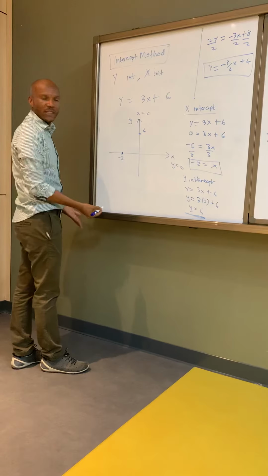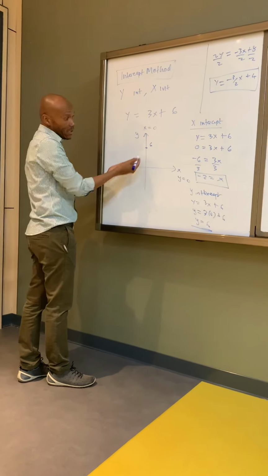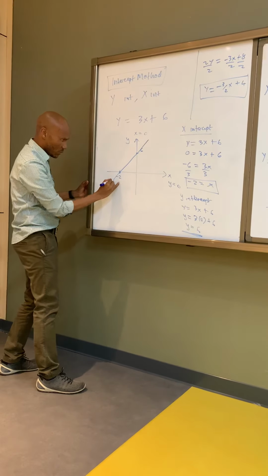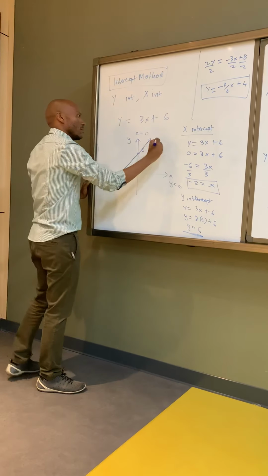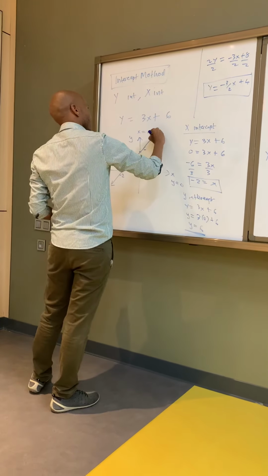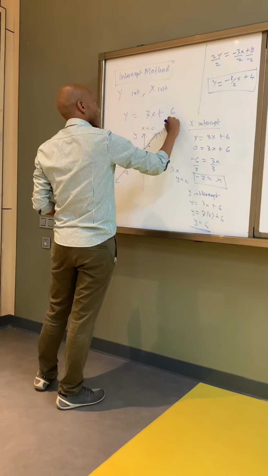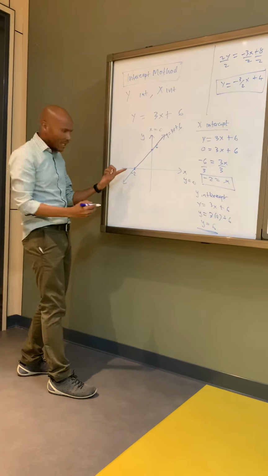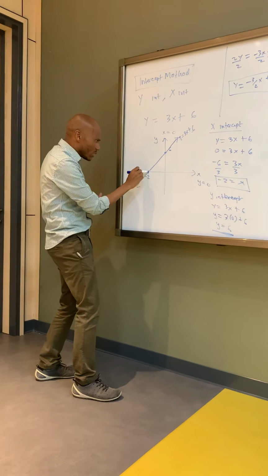Now I have the 2 points. I have the x-intercept and the y-intercept. And now I join them together. There is my equation. Y is equal to 3x plus 6. Done. And what would be the coordinate? There is another question. What is the coordinate of that point?